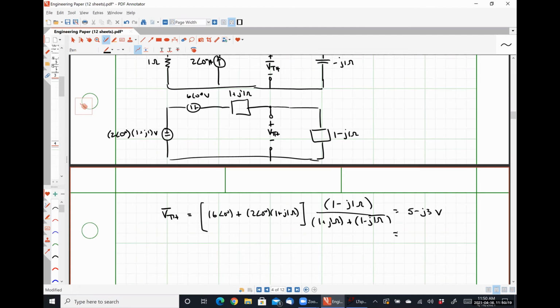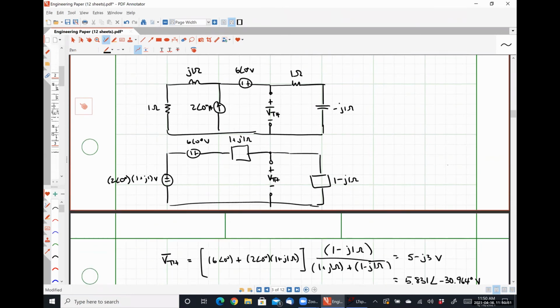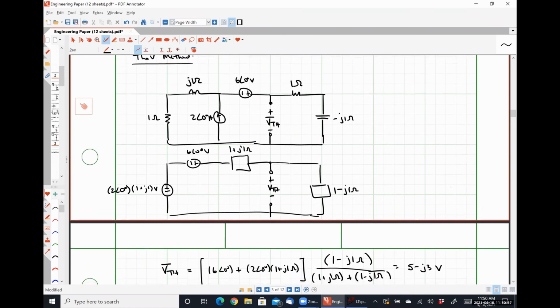Or 5.831 angle negative 30.964 degrees volts. So now that I know my Thevenin voltage, I need to find my Thevenin resistance. So my Thevenin resistance is going to be what I see looking in through those terminals with both sources off.